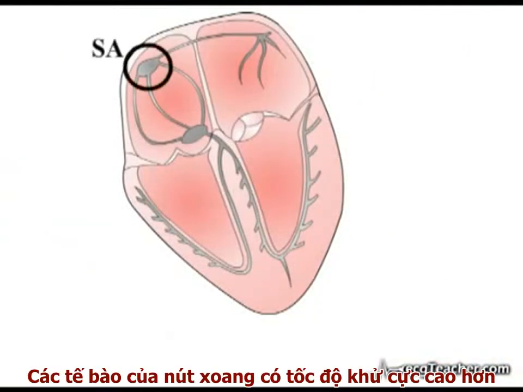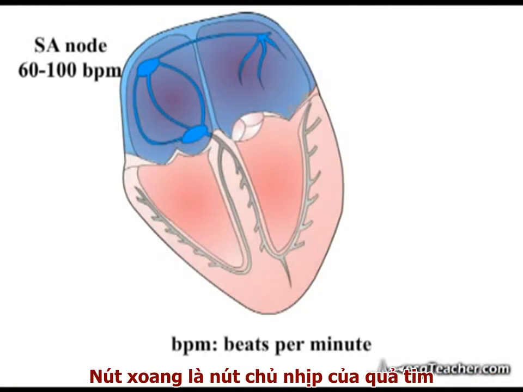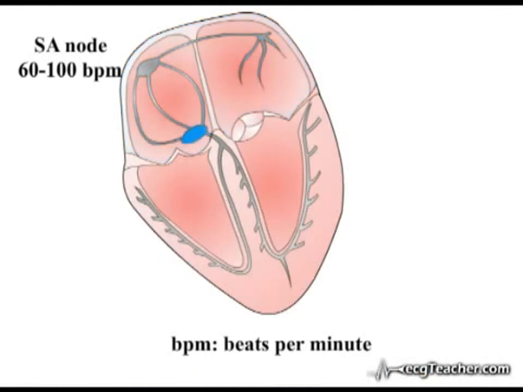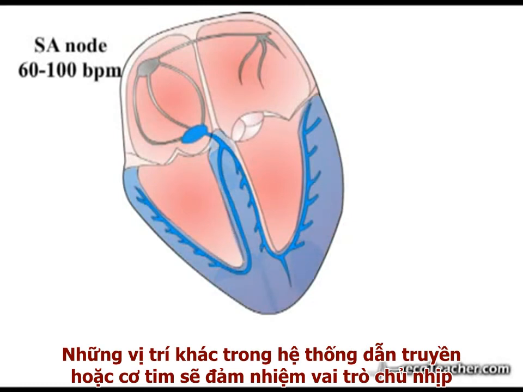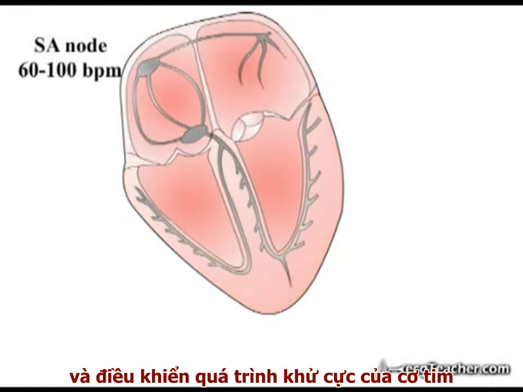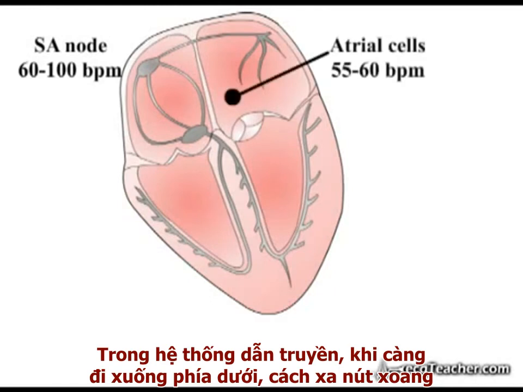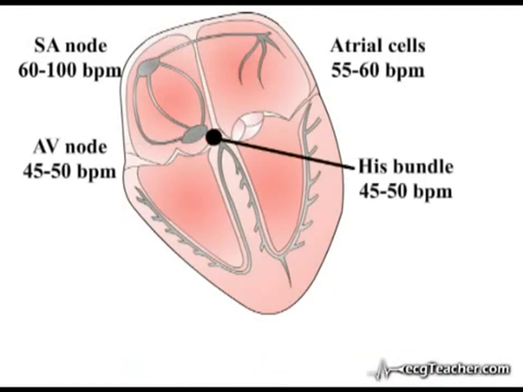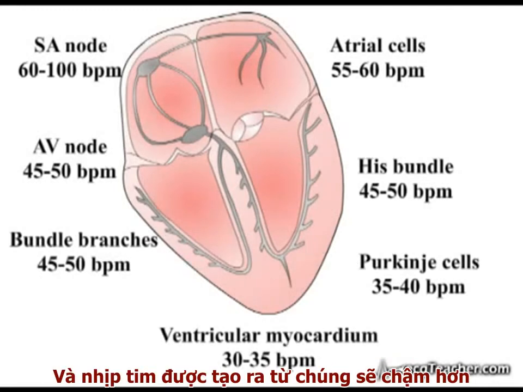The cells of the SA node have the highest rate of periodic depolarization, and therefore under normal circumstances the SA node drives the heart rate. However, if the SA node is damaged, other foci within the conducting system or myocardium can take over pacemaker function and drive cardiac depolarization. As one moves further down the conducting system away from the SA node, the automaticity of these latent pacemakers declines, and the heart rate generated by them will tend to be lower.